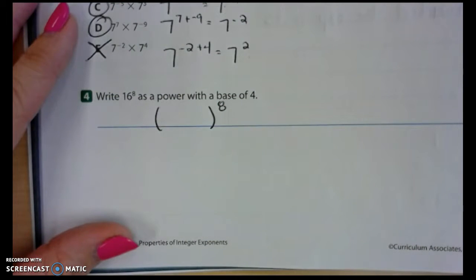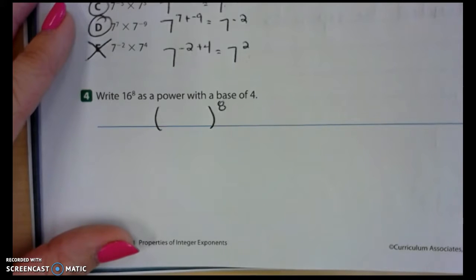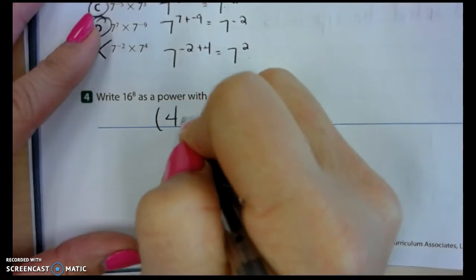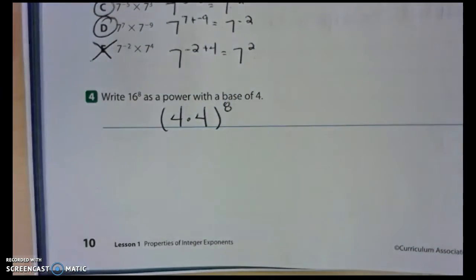We want to change a base of 16 to a base of 4. How is 4 and 16 related? How could we use 4 to get 16? 4 is the square root of 16. So 4 times 4 would be equivalent to 16.